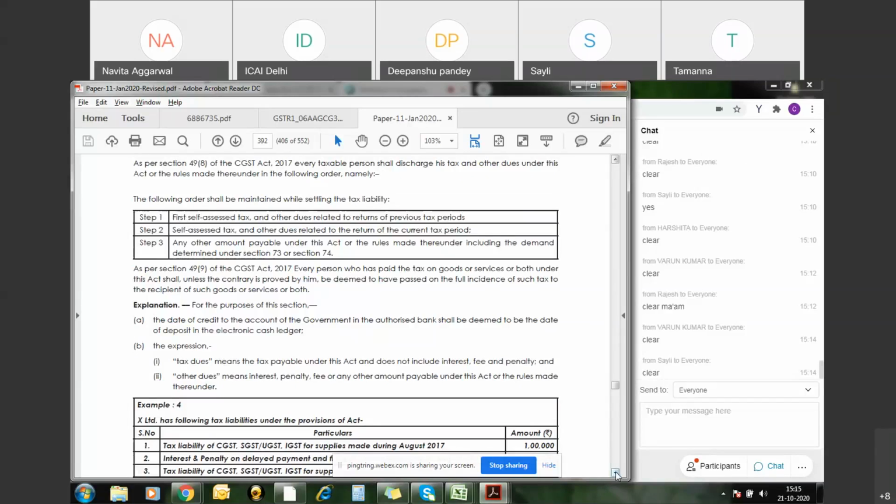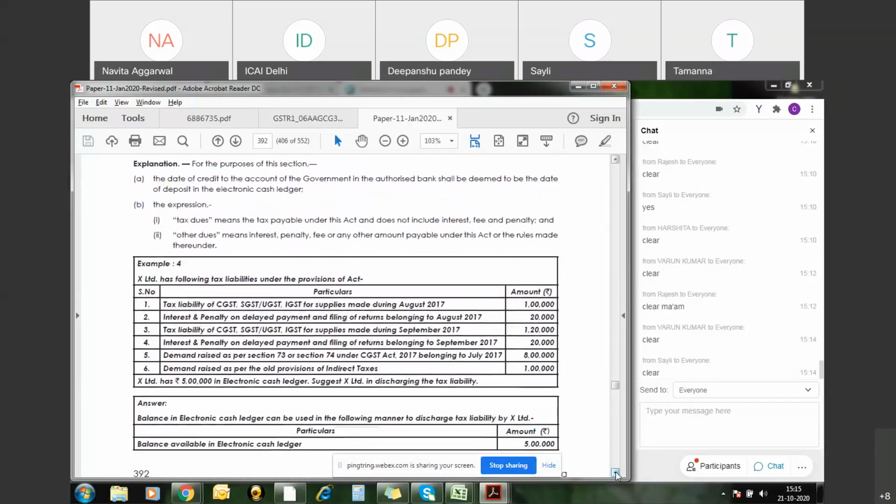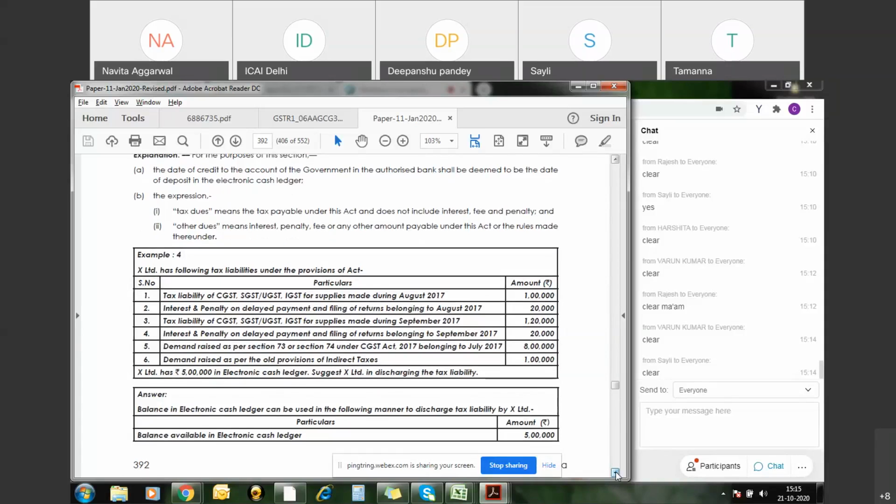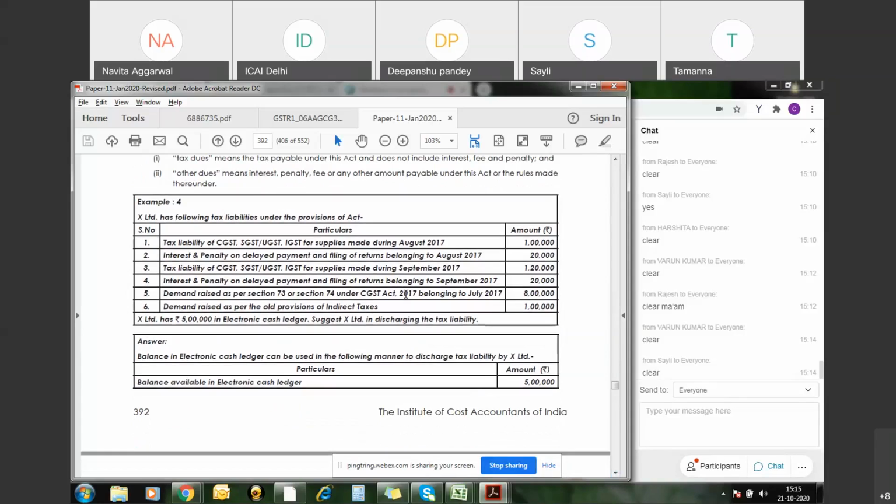So now moving on to example number 4. Fine. In example 4, they have given the tax liabilities, meaning whatever rules we have just studied, how it has been utilized: the previous year tax, then the current year, then any penalty or demand raised by the government under section 73 and 74. That is why in this example 4 you are seeing monthly entries, and a demand has been raised under section 73 or 74 of the Act. So how it has been utilized, you will see in this example.